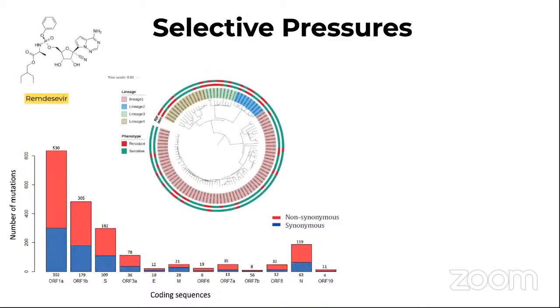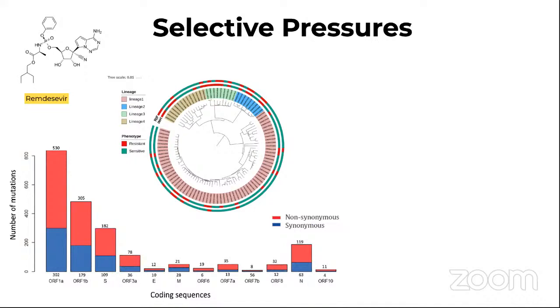So the first type of selective pressure that we know of is remdesivir, right? And just in general, antivirals. So how does remdesivir work? It's a drug that is going to interfere with the RNA polymerase, or RdRp. These antivirals are intended to stop the ability of the virus to replicate, right? So if the virus actively replicates, remdesivir is supposed to reduce that number.